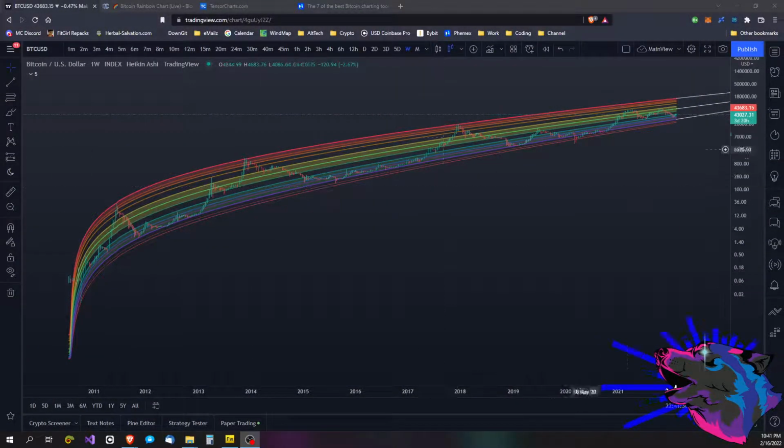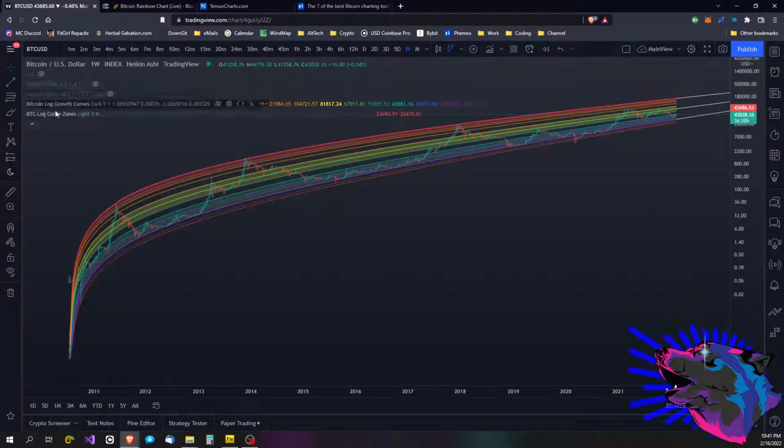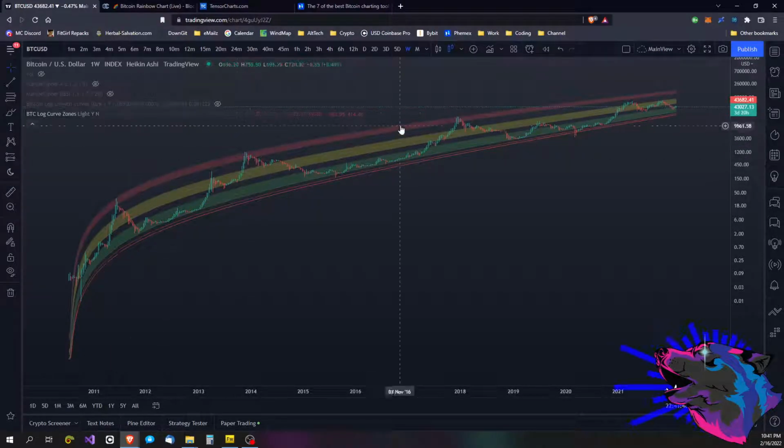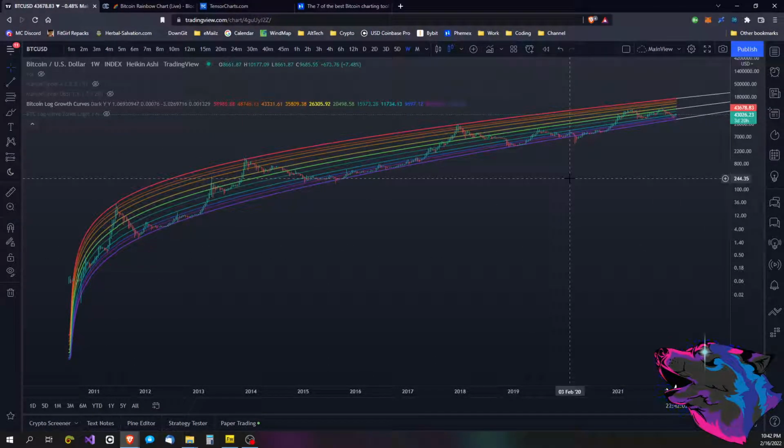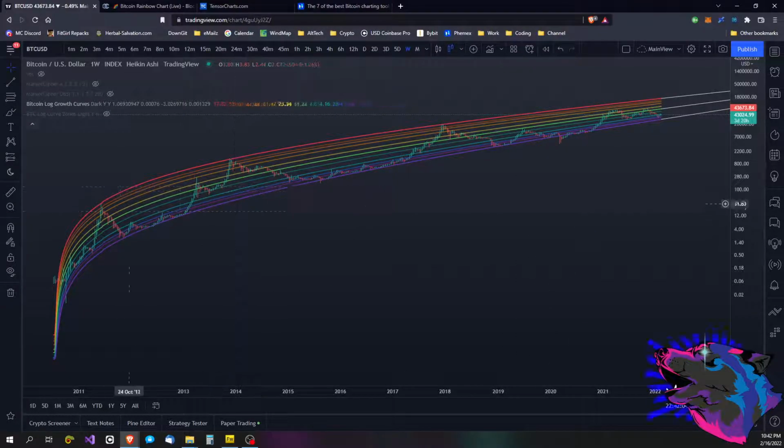We got this pretty little rainbow looking curve going on here. This is the Bitcoin logarithmic growth curve, as well as the logarithmic curve zones, both turned on at the same time. I'll show you individually. Right here, we got the logarithmic curve zones. Sometimes I think I've heard it called the logarithmic regression bands, which more specifically is kind of both of them really.